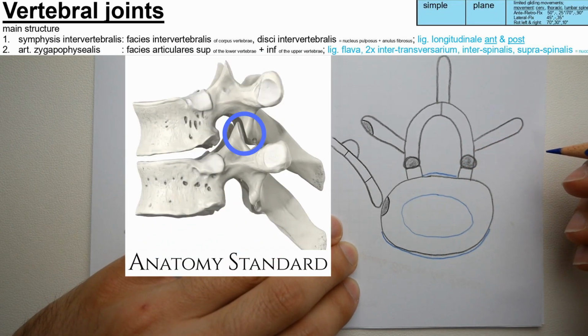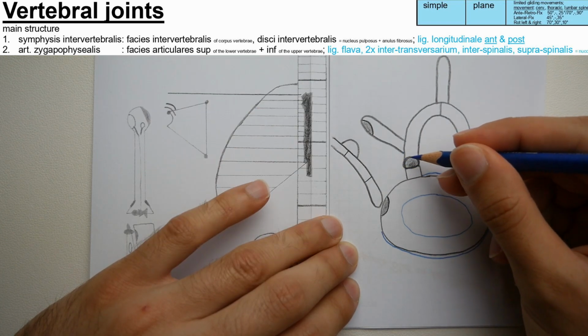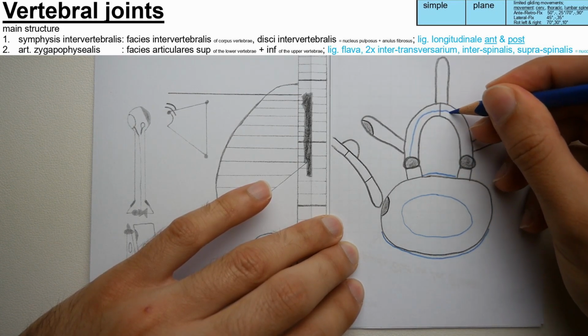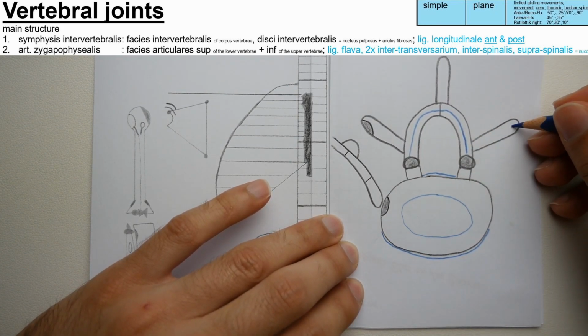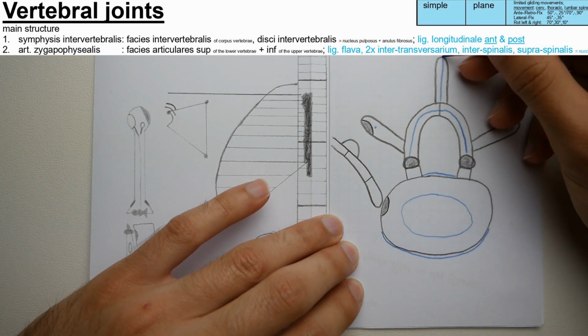The other type is the true joint, articulatio zygapophyseales. To stabilize the articulation, there are the ligamentum flava, intertransversarium, interspinalis, and supraspinalis.